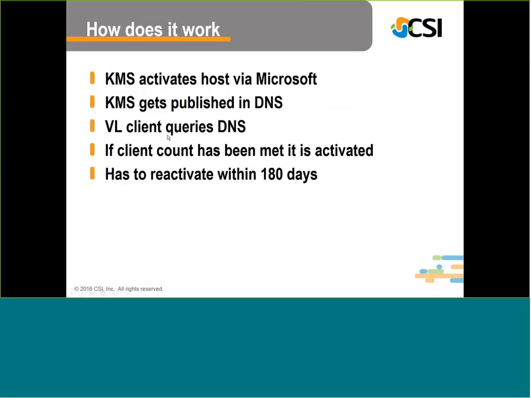So what happens is KMS activates the host via Microsoft. We do the activation one time on the KMS server. It gets published in DNS. The clients query DNS naturally. And if we have the right number of machines already activated, then it just works. And once every 180 days, the machine in question, or the Office in question, has to see the KMS server. So it has to be inside your network in order for it to work.